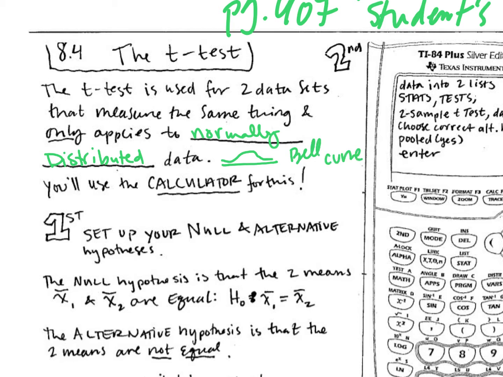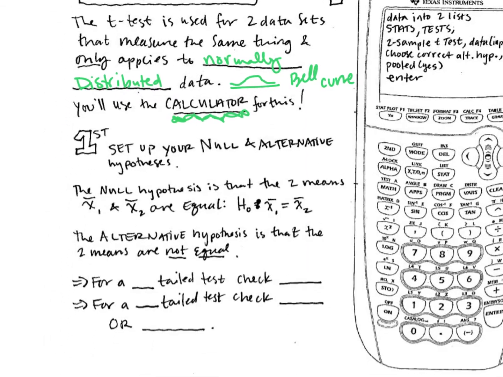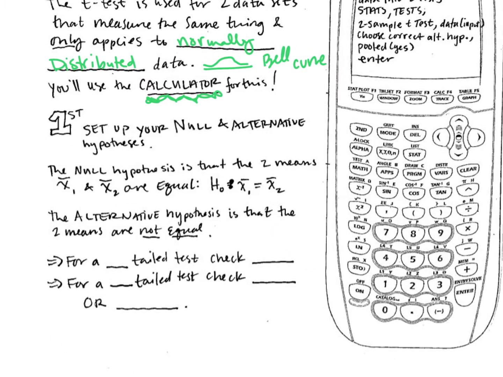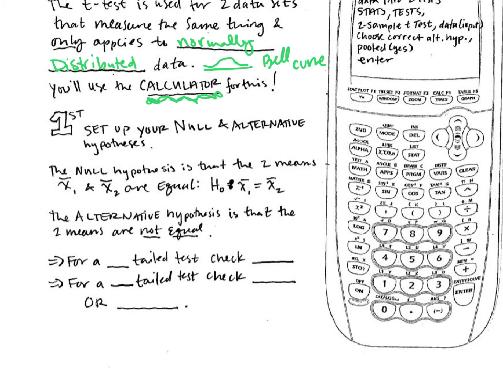Okay, and you'll use the calculator for this. You're not going to do this by hand, because, well, we don't have to, so let's not. So the first thing you'll do is set up your null and alternative hypotheses.